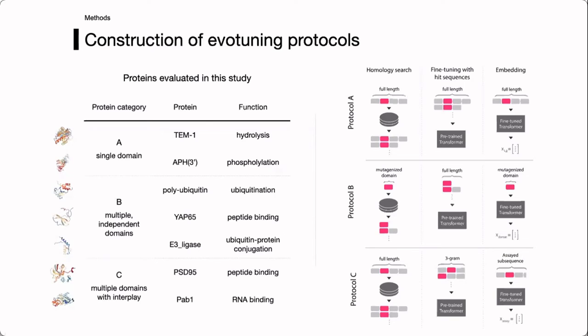By combining homology search, using hit sequences in fine-tuning, and embedding strategies, we define Evotuning protocols as in the right figure. For example, in protocol B, we use a mutagenized domain sequence as the query for homology search. As the hit sequences tend to include domains homologous to the target, we use these full-length proteins for fine-tuning. For variant effect prediction, we embed the mutagenized domains. We systematically examined our hypothesis that the proposed protocols A, B, and C are suitable for the protein categories A, B, and C, respectively.